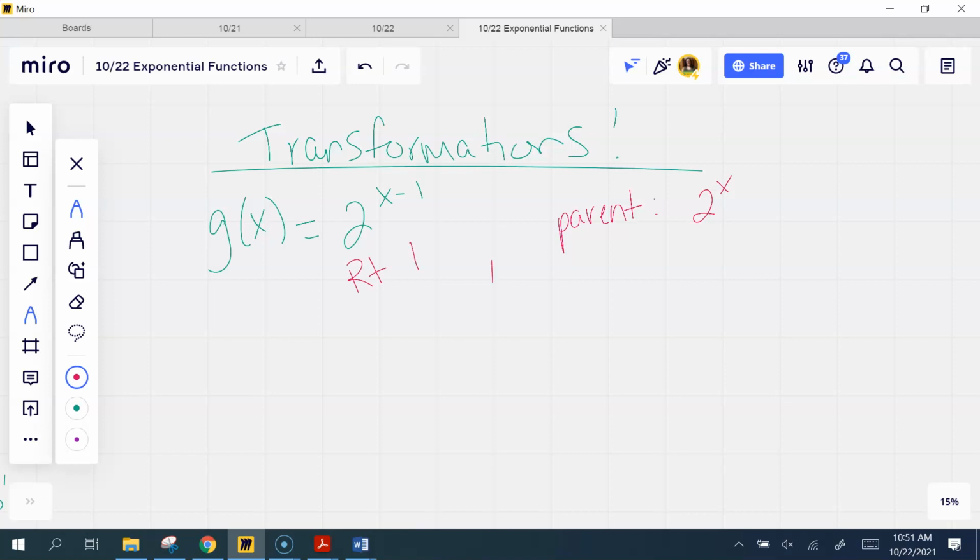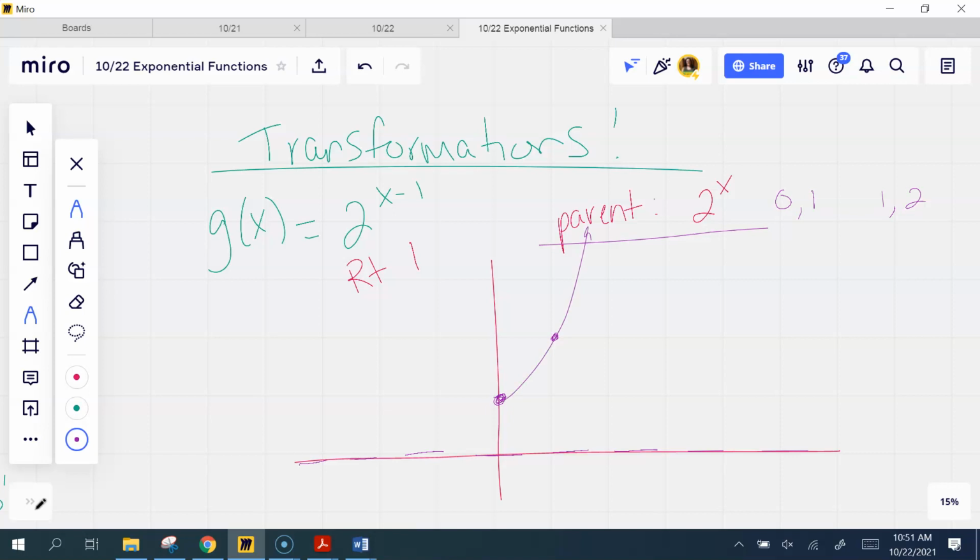So I know I've got this. Let me do the parent first. For 2 to the x, I've got this asymptote at 0, right? And I really just need 2 points to graph it. I could do (0, 1). That's always going to be on the parent. And then (1, 2). And so now all I'd have to do to graph 2 to the x minus 1 is shift that over 1. Does that impact my asymptote?